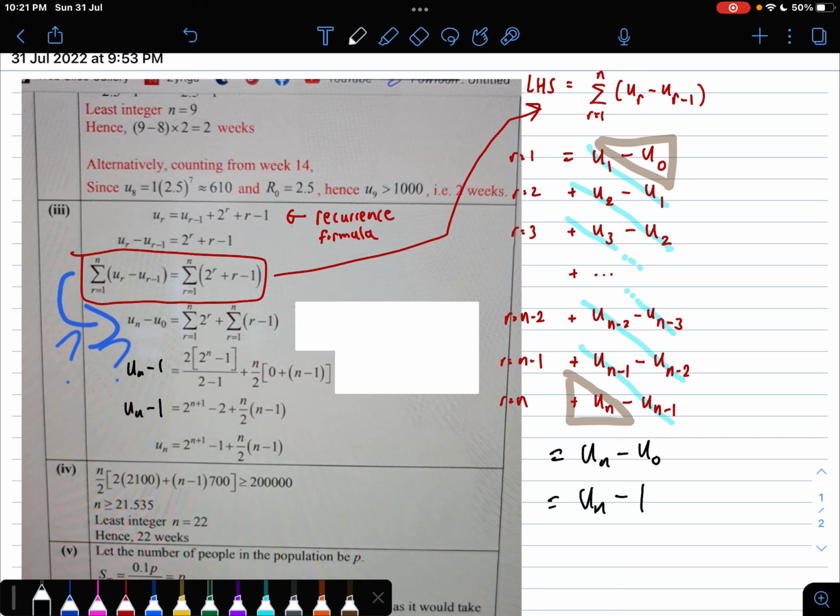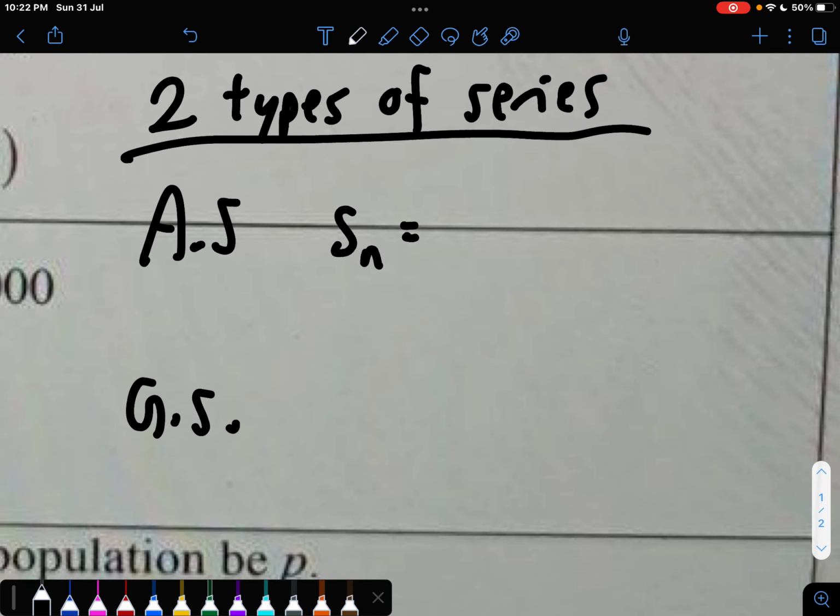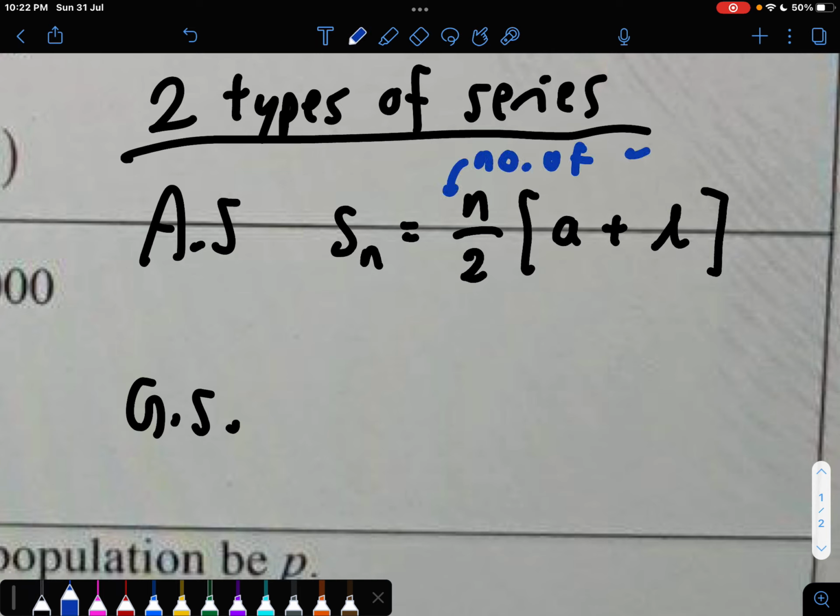First thing you must remember, there are two types of series in the syllabus that you need to remember: arithmetic series and geometric series. I'll just shorten as AS and GS. There's a formula for it. For arithmetic series, it's Sn equals n over 2 multiplied by a plus l. So what is n? n is referring to the number of terms. And a is the first term, l is the last term.